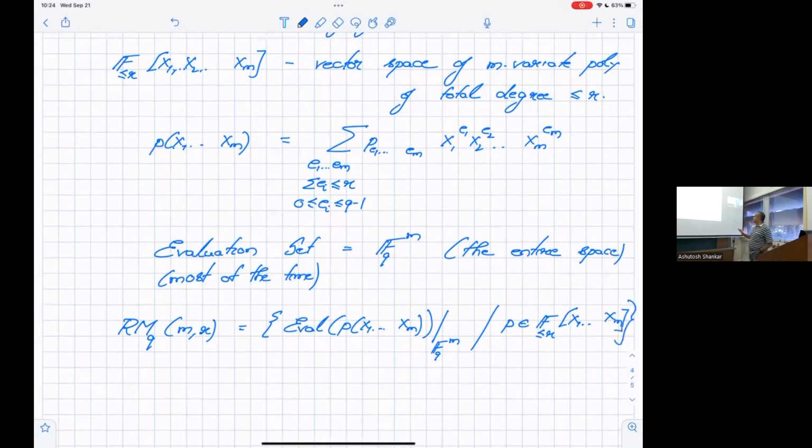So I've defined it very abstractly at this point. That is, go over all possible polynomials of this type and then take the evaluation vector of them. When you evaluate over the entire space of Q to the M, that is going to be the Reed-Muller code.